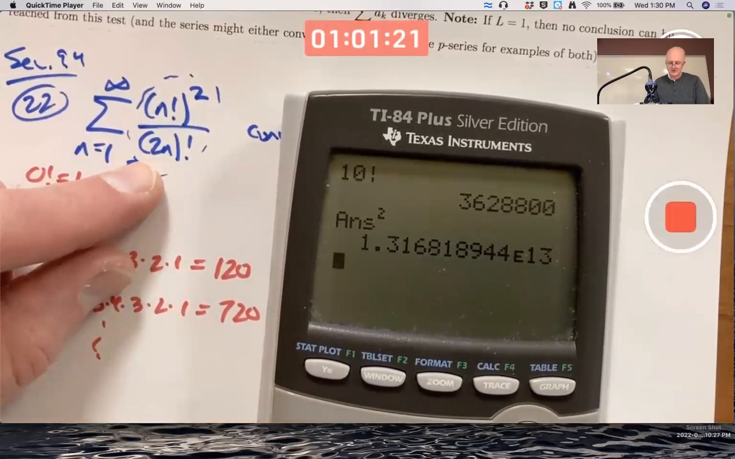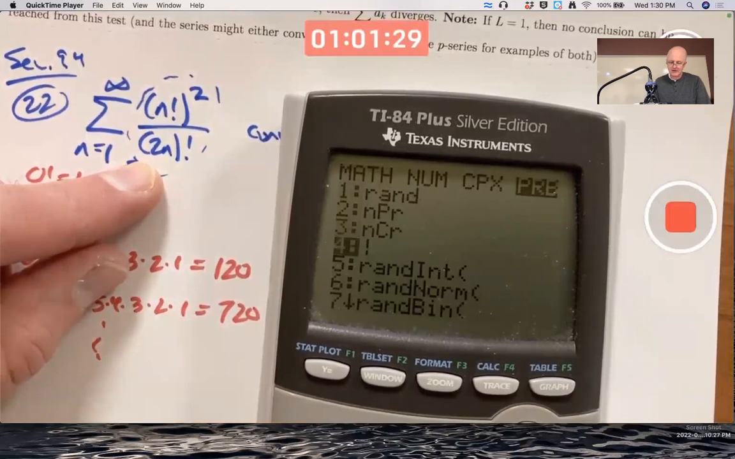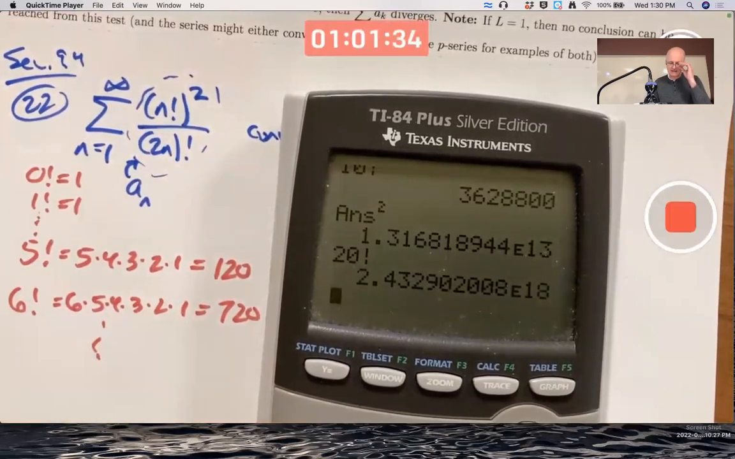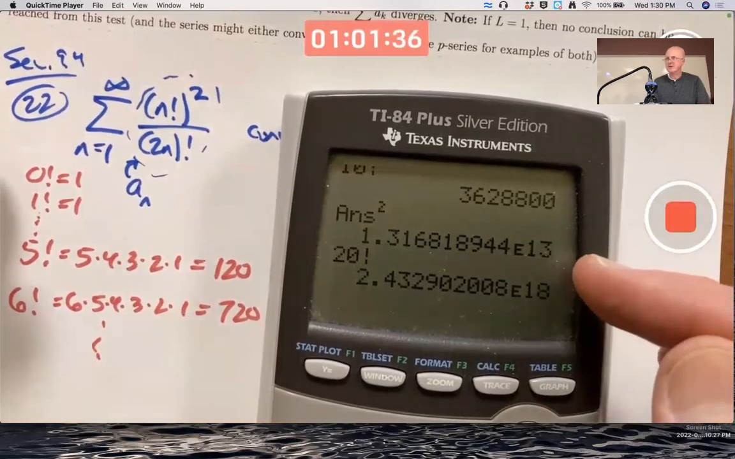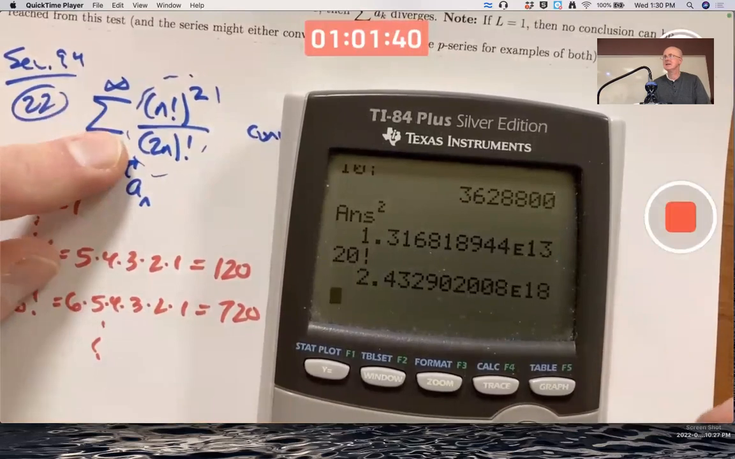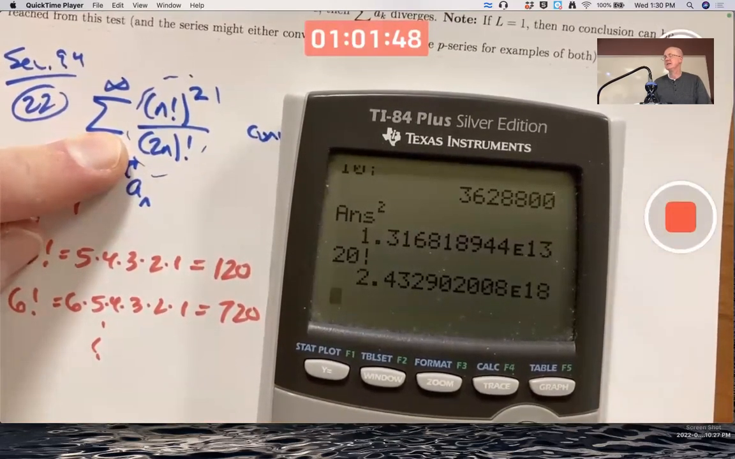However, 2 times 10 quantity factorial is 20 factorial, which is a lot bigger. 20 factorial is on the order of 2 times 10 to the 18th. About 100,000 times bigger. So the ratio is on the order of what would it be? 0.00001 when n is just 10.